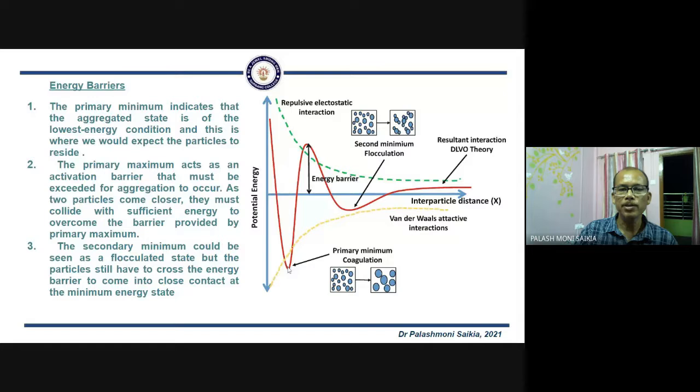So primary minima is where the coagulated state actually exists. That means at this minima, the potential energy is minimum, the zeta potential is minimum, and at this stage the zeta potential is maximum. So this is the basic energy expression of DLVO theory.